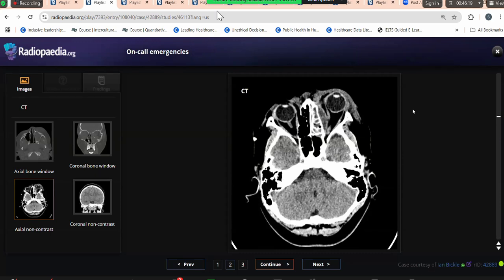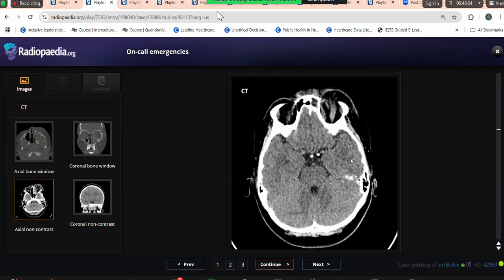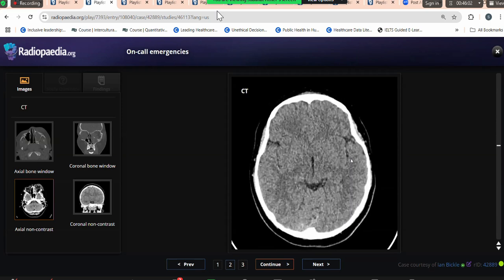Sorry, I was muted. Candidate 3, this is an 11-year-old pediatric patient presented with left orbital swelling. Go ahead. Yes, ma'am. Can you scroll? Yes, good. Okay.